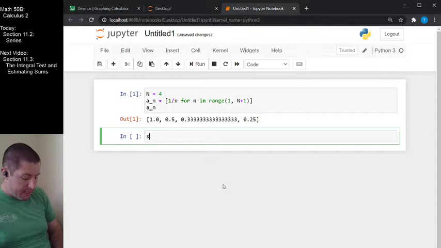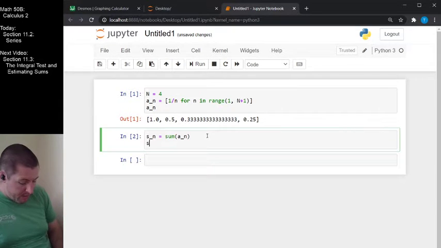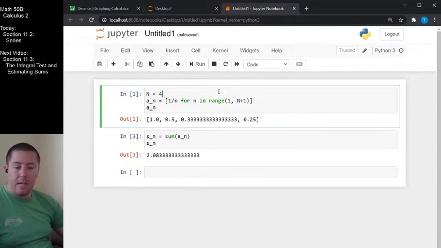If I then wanted to see S sub n, I could just do the sum of the A sub n's. And what we were getting in our previous work was that S sub n was going to be like 2.0833, and we're seeing exactly that same number come up right here. So that at least tells me that the math I did by hand matches the math that I'm doing with the programming right here.